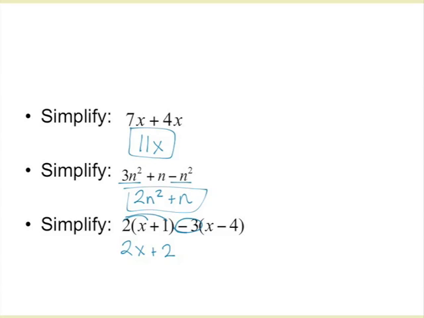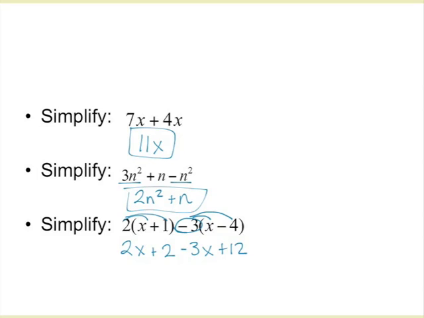Negatives are connected to the number that follows them. So don't just pass out the 3. That negative has to go along with it. We are going to pass out a negative 3. So that gives negative 3x plus 12. Make sure you connect negatives to the number that follows them.